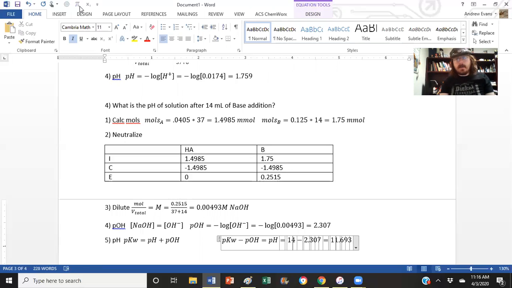Now, as I keep adding base, it'll get more and more basic until finally it's incredibly basic. But for now, that is what we have. So this is a hypothetical problem that you could see on a test. So let this be a good lead on how you would treat these problems. Let this be a good way to work this through in practice.